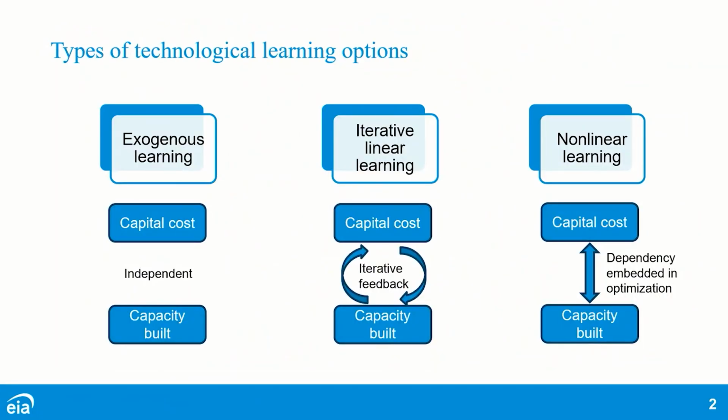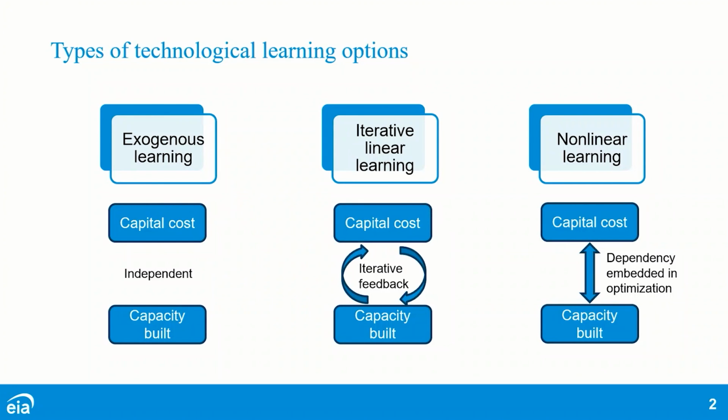We have implemented several options for examining capacity cost changes due to technological learning in the BlueSky model. So we have 3 options within BlueSky. We have exogenous learning, which basically means that we set the capital cost as an input and it remains independent from the capacity that's built in the model.